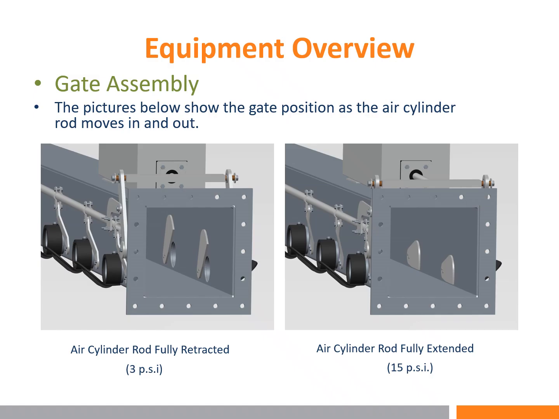So in this example, with the rod fully retracted at 3 psi, the gates on this side are fully open, and the gates on this side, which you can't see, but they look like these, are fully closed. Just the opposite is true if the air cylinder rod is fully extended all the way out. That causes these gates to be closed and these to be fully open. Anywhere in between 3 to 15 psi causes these to be a certain percentage open or closed.